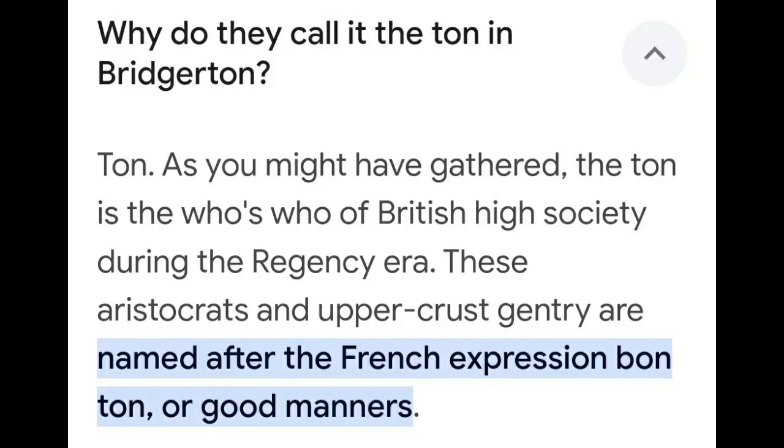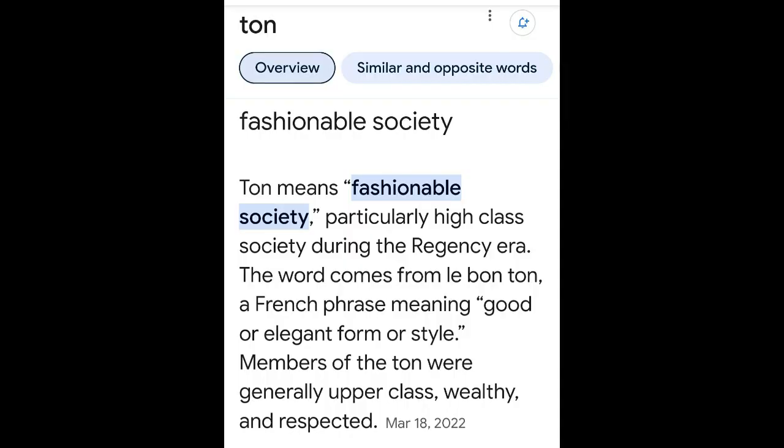And actually, that was another concept that you hear in Bridgerton: the word ton, T-O-N, is a French word that means well-mannered, polite.